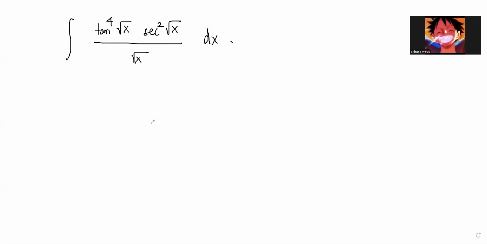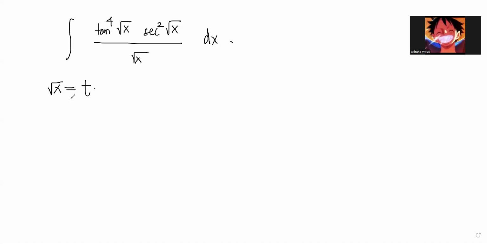First of all, I don't like the root x. It would have been nice if there was x instead of root x. So my first substitution will be removing root x by calling it t. If I do this, I'll have to change my dx also.